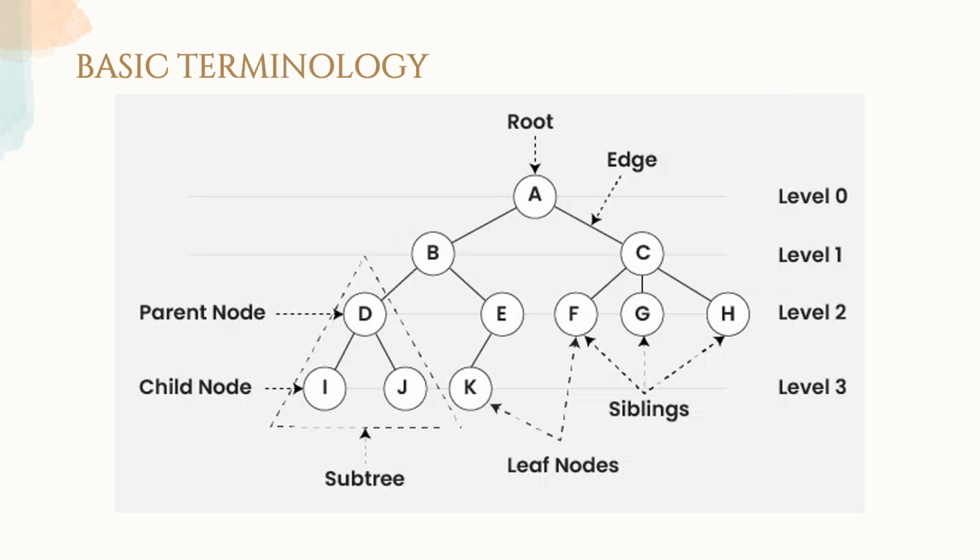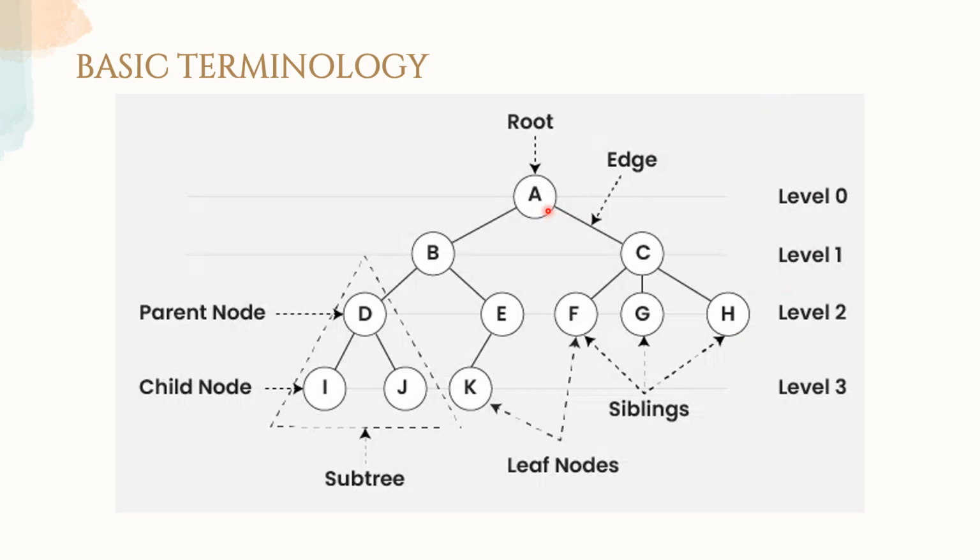B and C are children of the node A. And A is the parent of B and C. Also, you can say B and C are siblings. The nodes which do not have any children are called leaf nodes. As far as this example is concerned, I, J, K, F, G and H are leaf nodes.